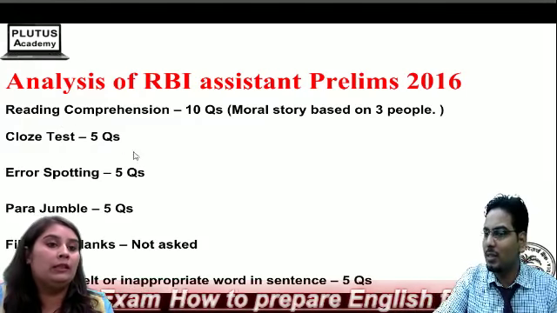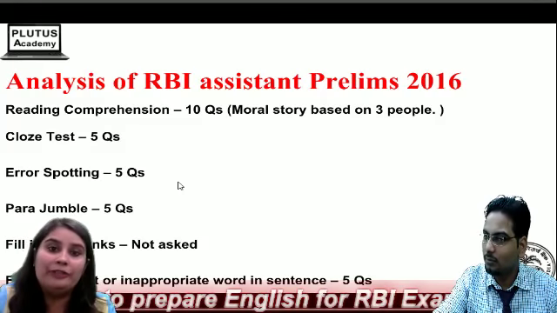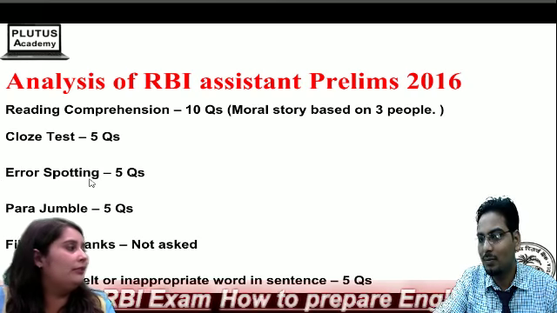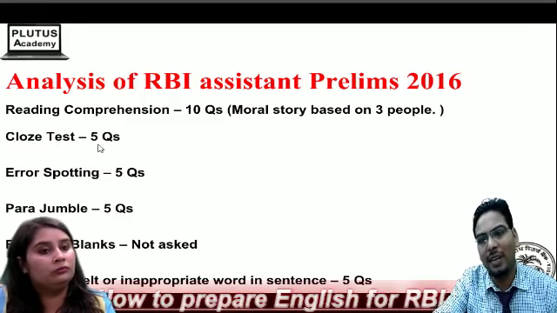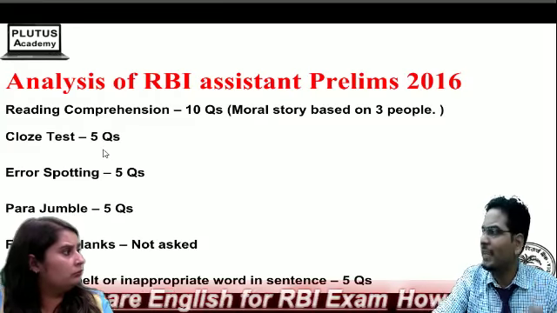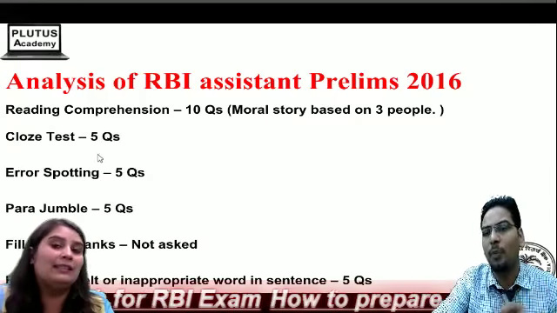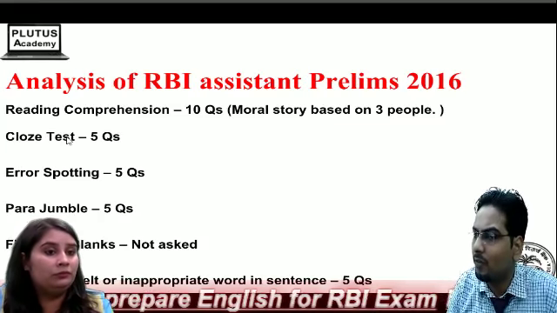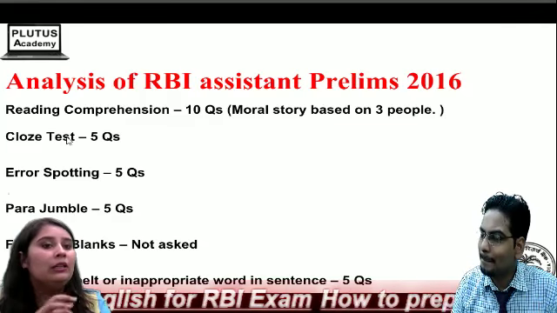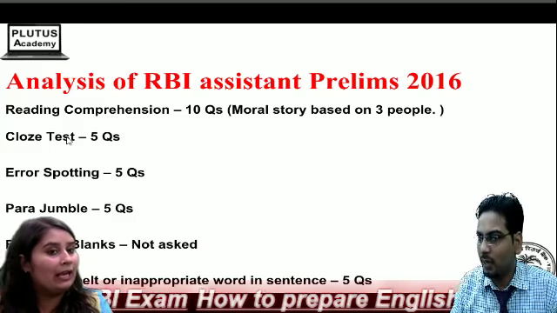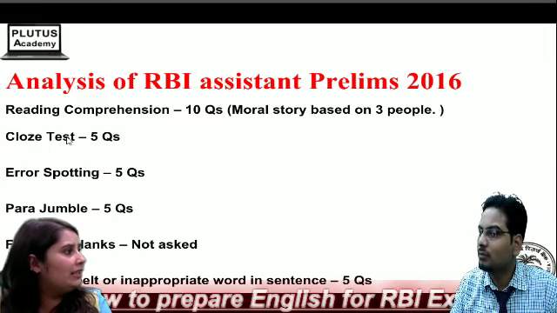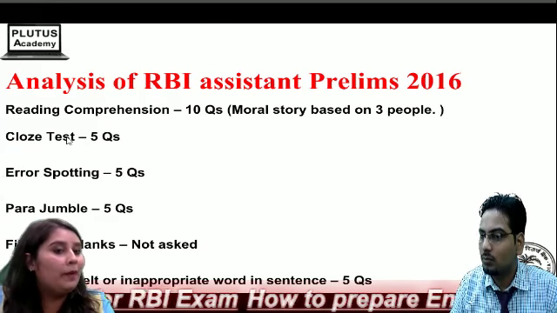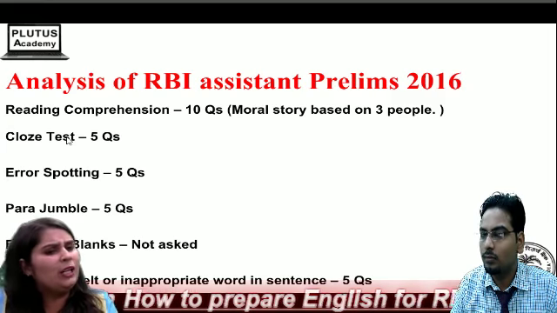Next is cloze test. We had 5 questions from cloze test last year, and it is also of a very easy level. In cloze test, we need to fill in certain words from the most appropriate options given. And in error spotting, we have to detect the grammatical error in the sentences. The sentence is mostly divided into 5 parts, and one part is grammatically incorrect. There were 5 questions from error spotting in the last year exam, and these are also of a very easy level.